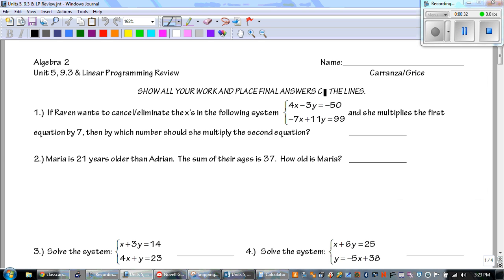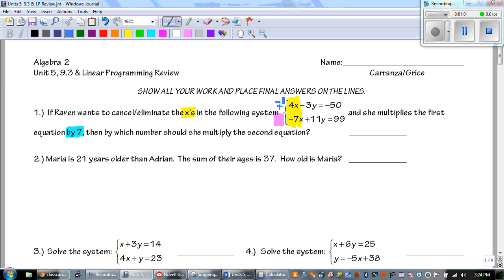So, it says if Raven wants to cancel or eliminate the x's of the following system, so we're going to cancel the x's, and she multiplies the first equation by 7. So if I'm going to multiply the first equation by 7, we want to know what should we multiply the second equation by. So what do you think?